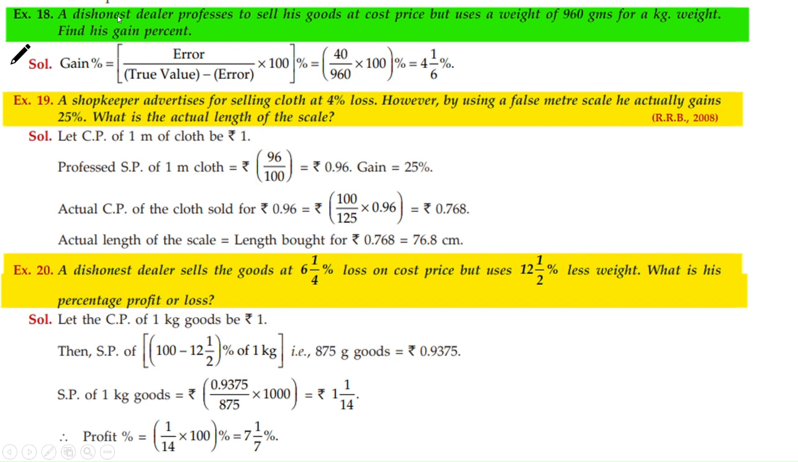A dishonest dealer professes to sell his goods at cost price but uses a weight of 960 grams for a kg. Find his gain percent.